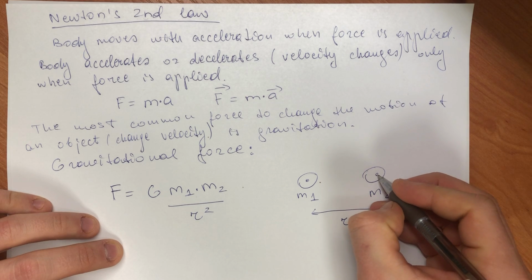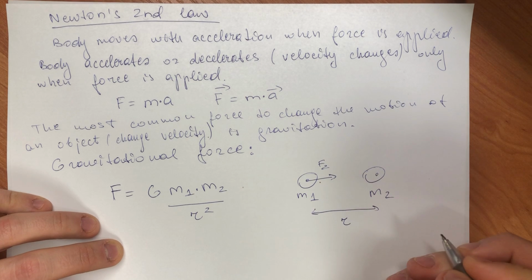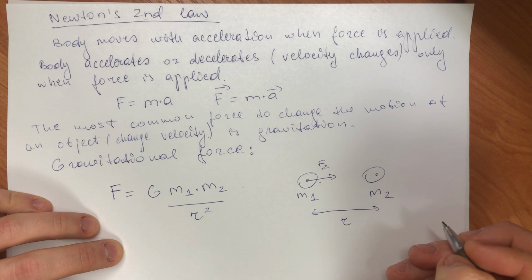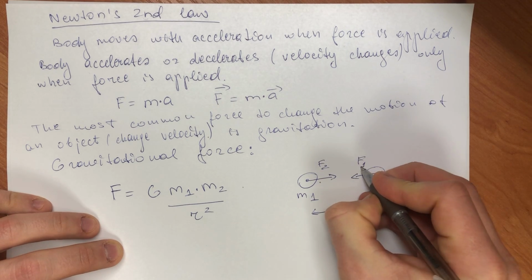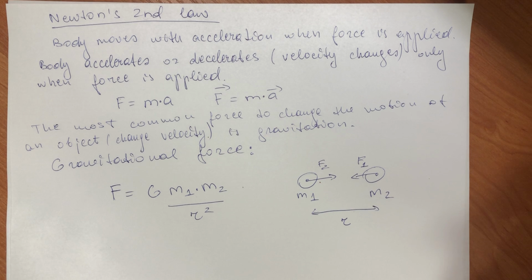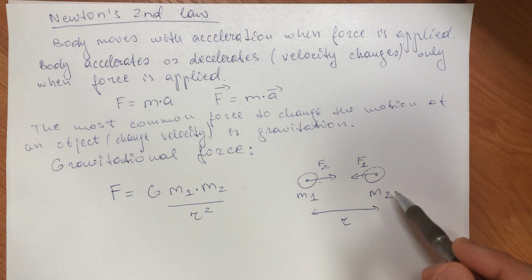So m2 is attracting m1, and m1 is attracting m2. So each two masses attract each other by the gravitational force. It's not only the Earth that attracts us and other objects, so that we don't go to space. It's all the mass attracting objects.